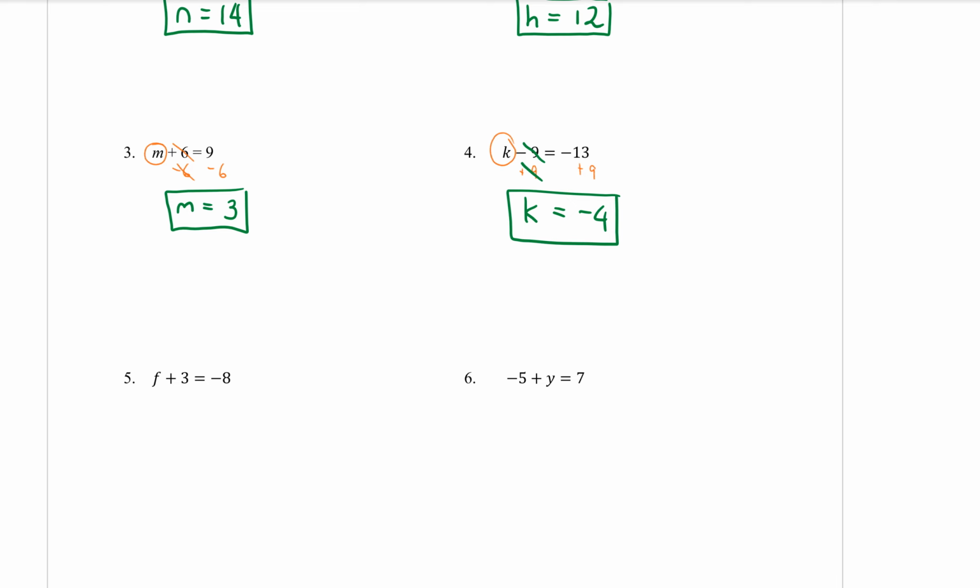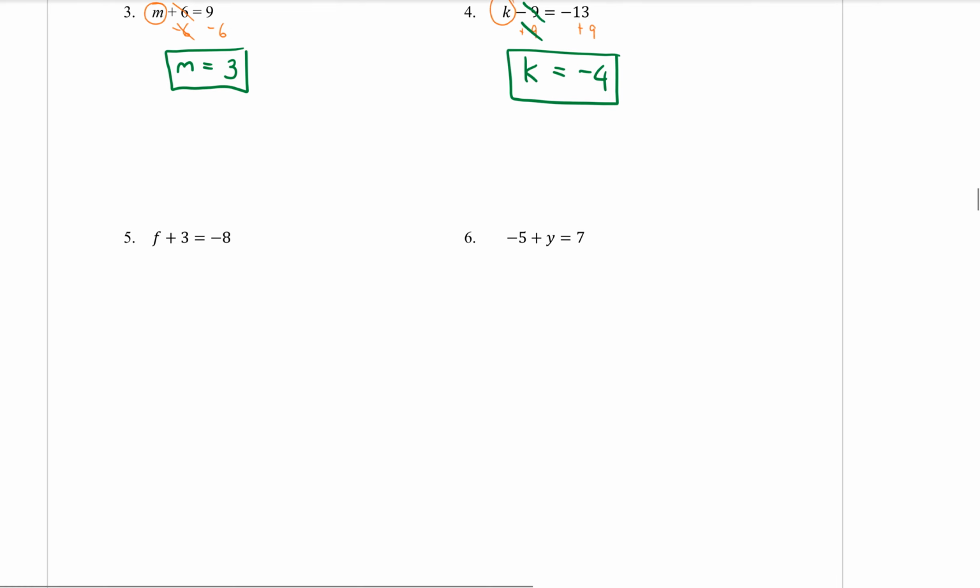Question 5. F. That's what I'm trying to find. I'm circling it. I have a plus 3 there. What is the opposite? Yes, so underneath, minus 3 here and minus 3 here. Cross them off. They cancel. F is by itself. Minus 8 minus 3 is? Yes, good. Negative 11. That's the answer.